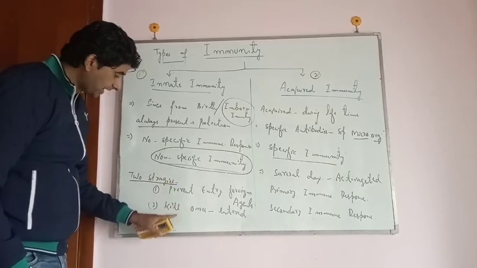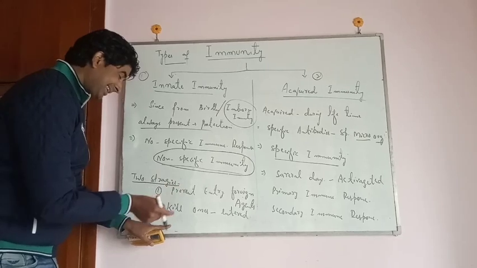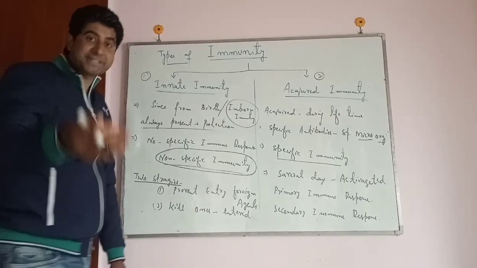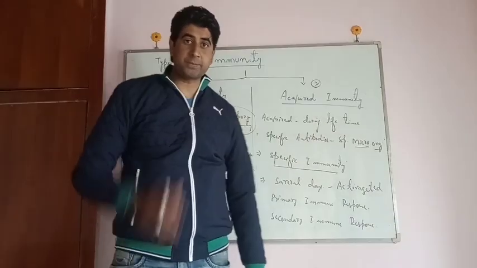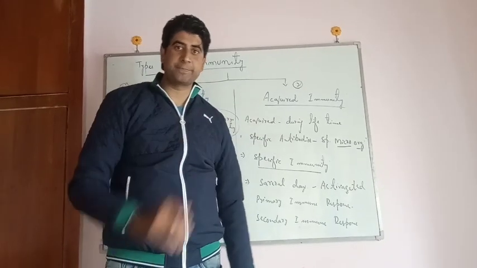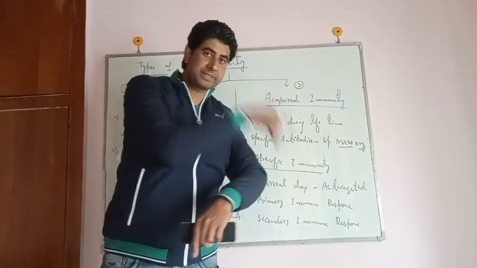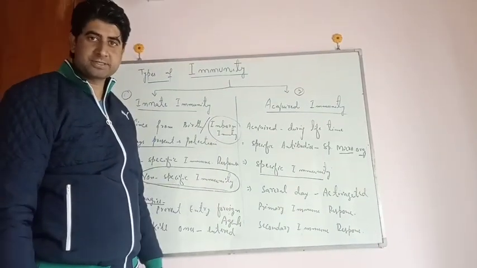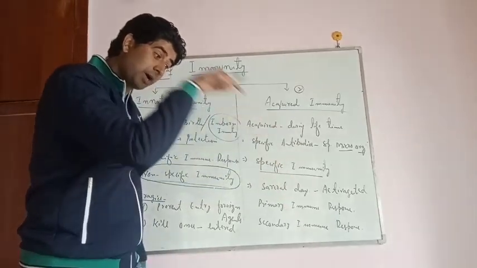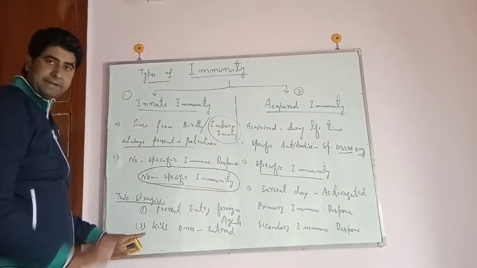And the next strategy, which one is it? That means it kills the ones that have entered. If by chance the skin is broken or pierced in our body, through some injury, through some wound, and the pathogen crosses the first line and enters inside, then what happens? Then it kills the entered particle, the entered pathogen.